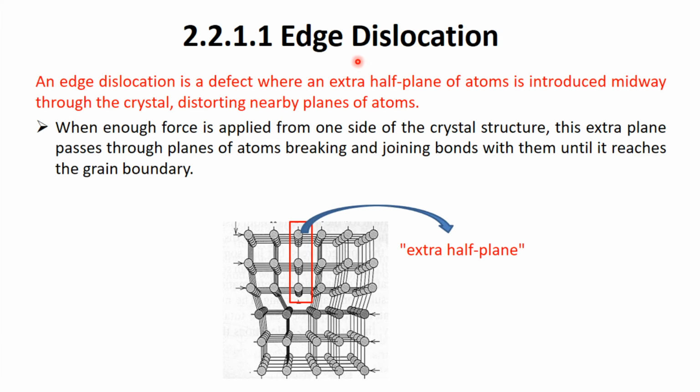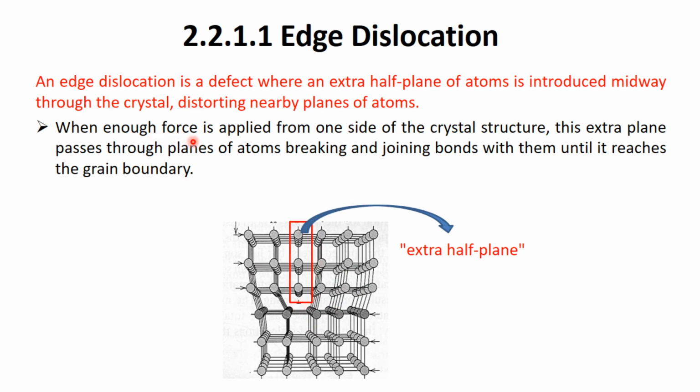Edge dislocation. An edge dislocation is a defect where an extra half plane of atoms is introduced midway through the crystal, distorting nearby planes of the atoms. So you can see this is the extra half plane of the atoms and it is not extended throughout. So it distorts the nearby planes of atoms because it needs some space to be inserted.